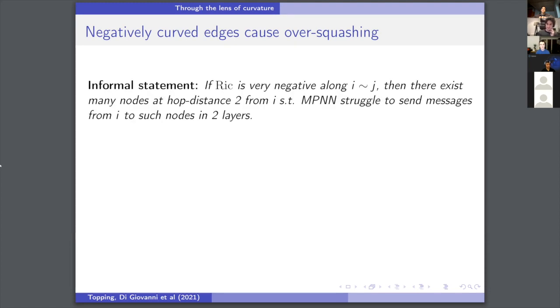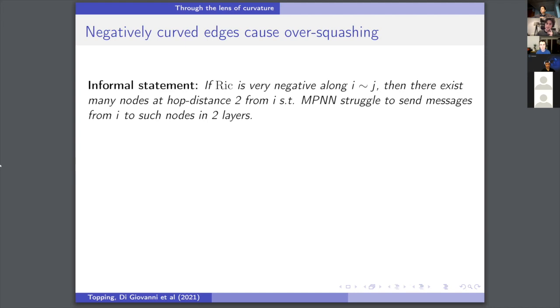So the informal statement is the following. If you have a very negatively curved edge, then you will have many nodes that are at hop distance 2 from node i, such that your MPNN will essentially struggle to send messages from i to such nodes in 2 layers. So despite being at hop distance 2, these 2 layers will not be enough and will fail to send messages.